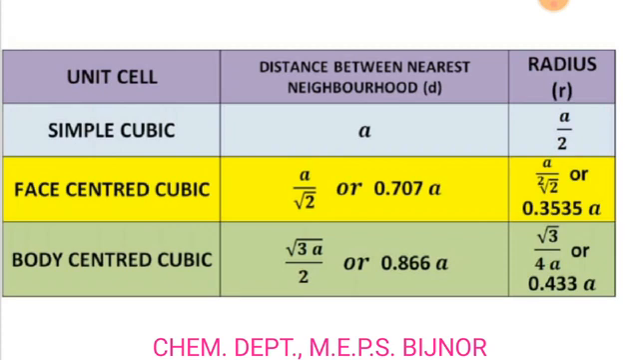And the radius is calculated easily: A, the side, divided by 2 under root 2, which is equal to 0.3535A. In a body centered BCC unit cell, the distance is under root 3 A divided by 2, or 0.866A, meaning the distance is the side multiplied by 0.866. And when we calculate the radius, it is under root 3 upon 4 multiplied by A, or we multiply the side by 0.433.